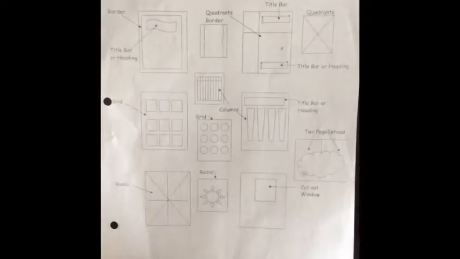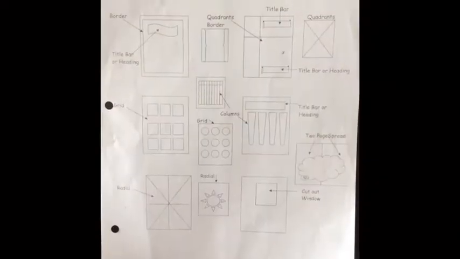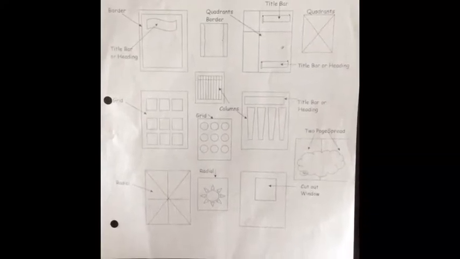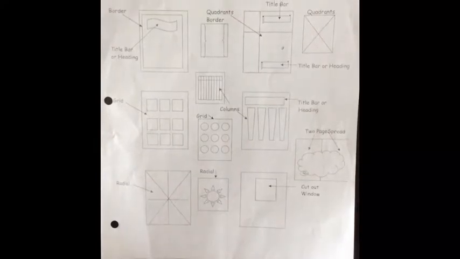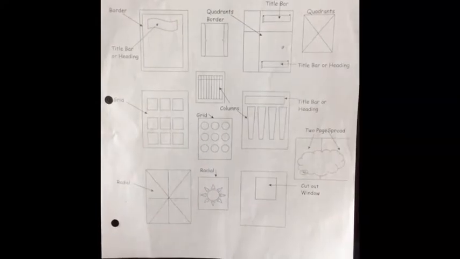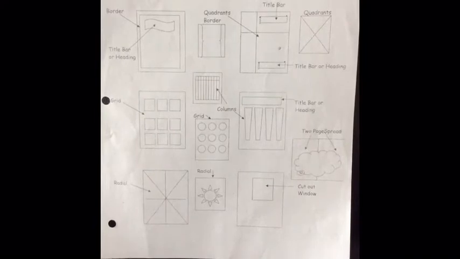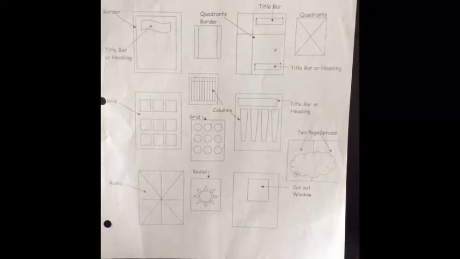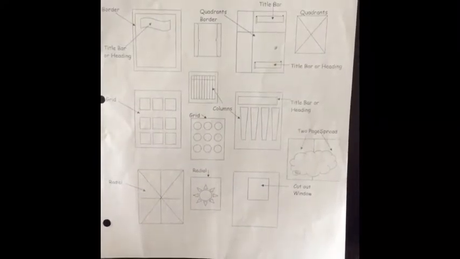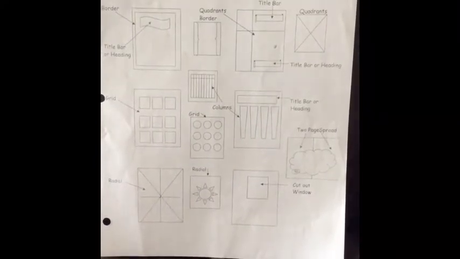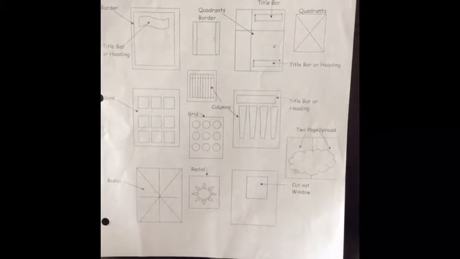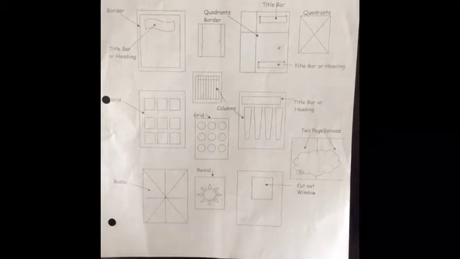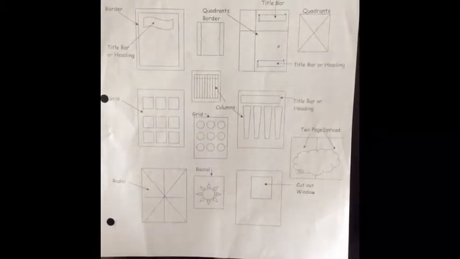You will receive a handout that gives some ideas for composition arrangement. Composition in art is the way in which you arrange something. We can have a border, we can have quadrants, a grid with circles, columns. You could have a 2-page spread or a cutout window. You could have radial composition. There are so many different ways to organize the information that you will be using in your graphic design elements and principles project.